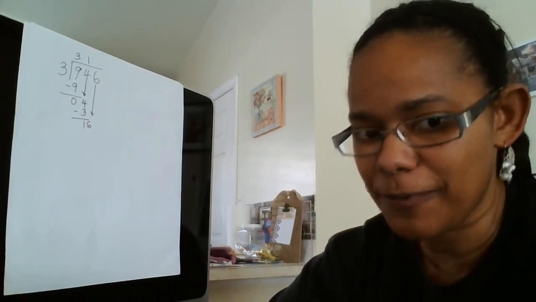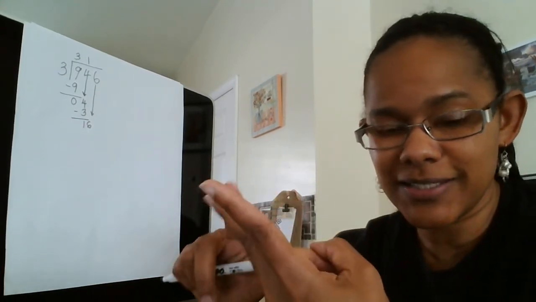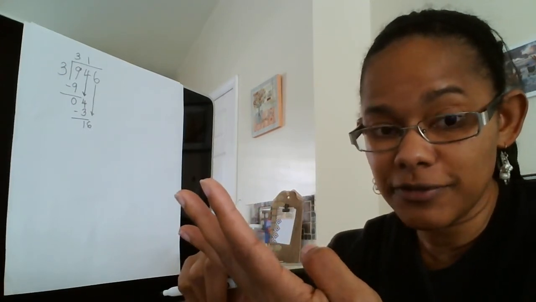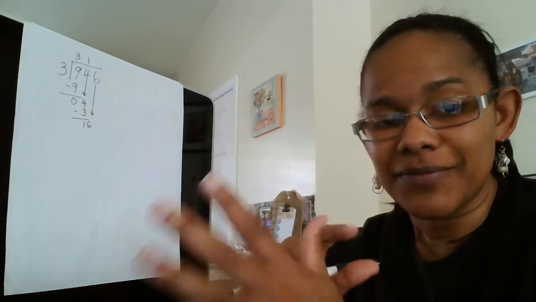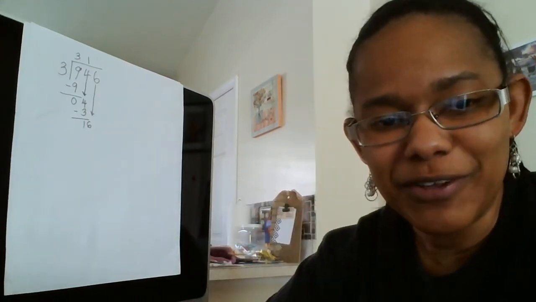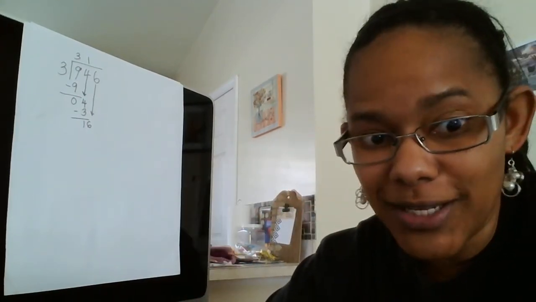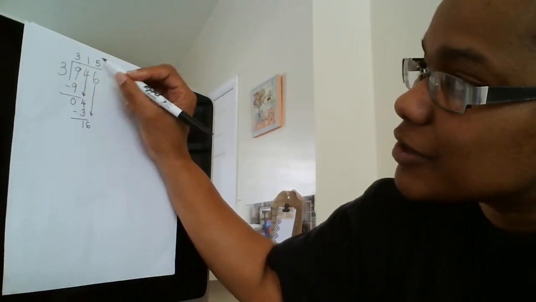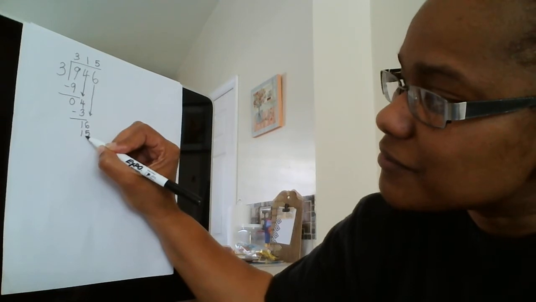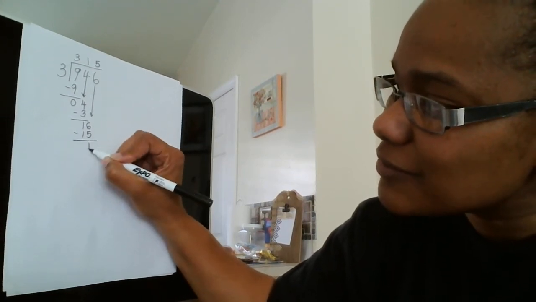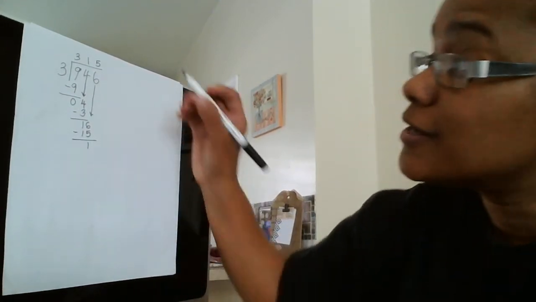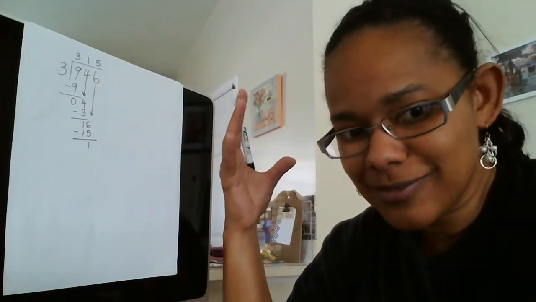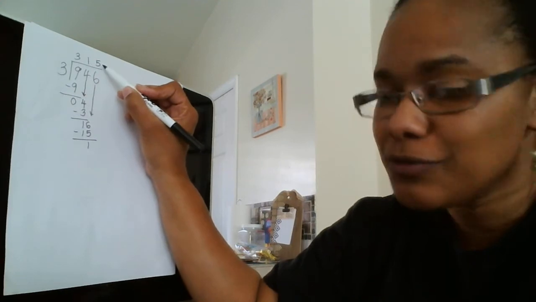Let me figure it out. 3, 6, 9, 12, 15. There we go. We're at 15. 15 is 1 less than 16, so we know it's going to be 5. 3 times 5 is 15. 16 minus 15 is 1. So my answer is, or my final is 315.